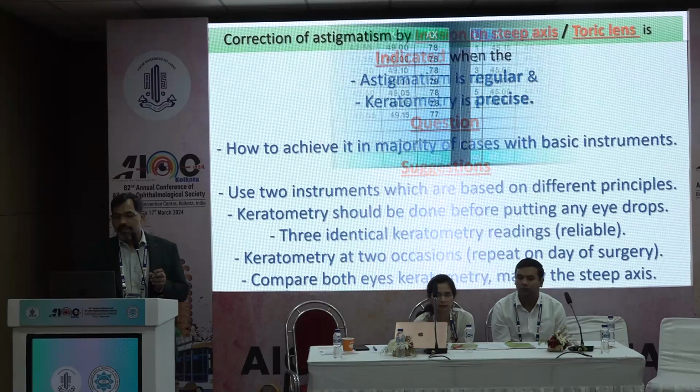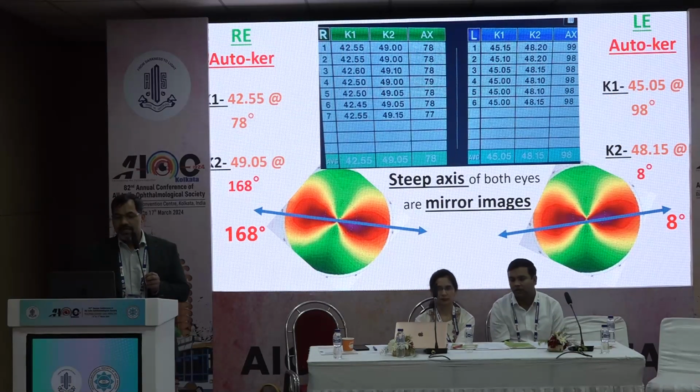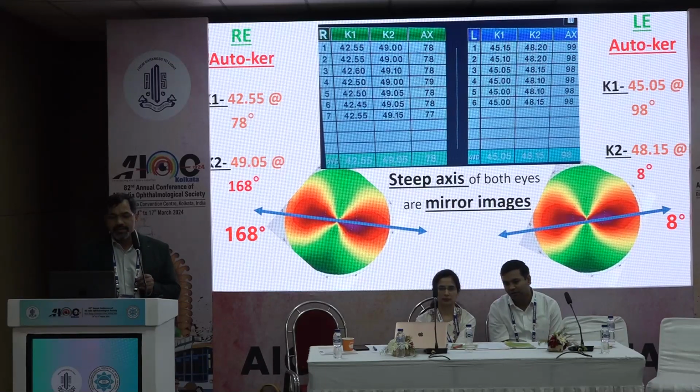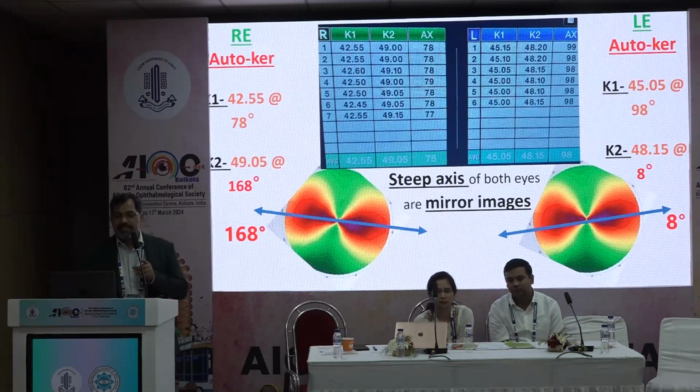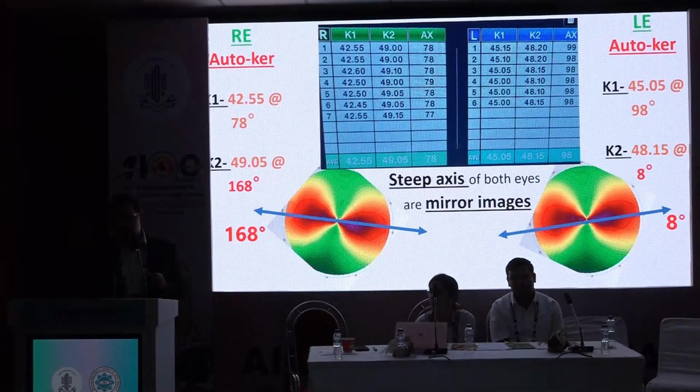So what happened? I have shown this case. If you compare the keratometry axis of the anterior surface, in the right eye it is 168 and in the left eye 8 degrees. They are mirror images of each other. You can see the keratometer and autokeratometer readings are consistently the same, the axis is the same, and the opposite eye also shows the same type of axis. Then there is no need to do topography or examine the patient on higher machines. You can go ahead with the toric lens implantation in this patient.